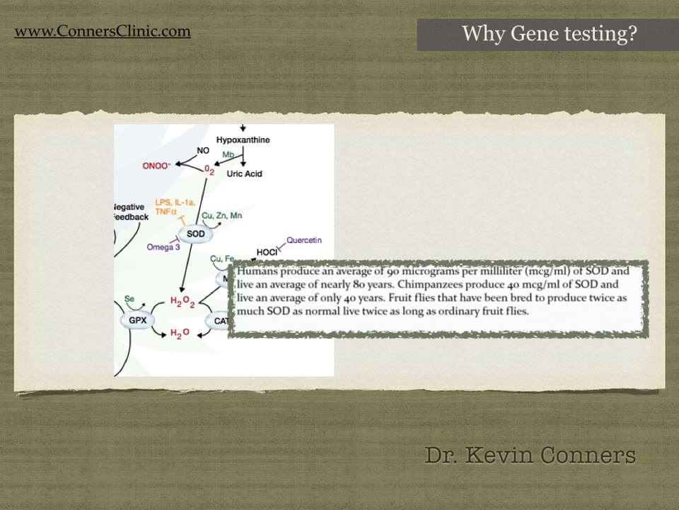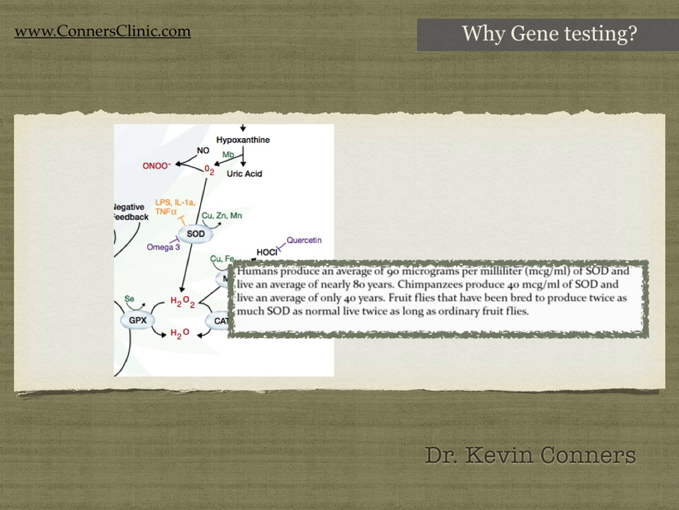Matter of fact, it's been found that humans produce an average of 90 micrograms per milliliter of SOD and live an average of about 80 years. You look at other species, chimpanzees produce an average of 40 micrograms per milliliter of SOD, and they live an average of 40 years. Fruit flies that have been bred to produce twice as much SOD as normal live twice as long as ordinary fruit flies. So SOD is a major component of aging and health and longevity. Interesting note there. That was kind of a cool correlation.